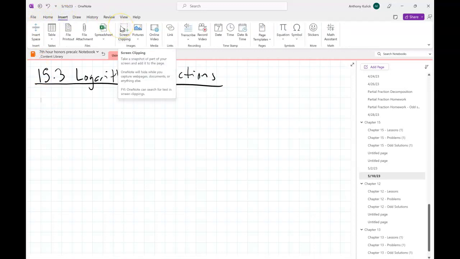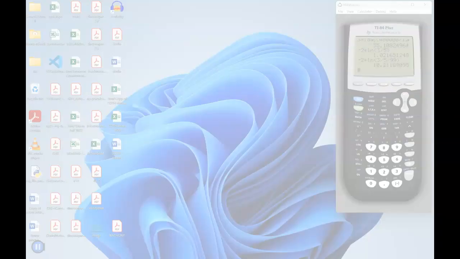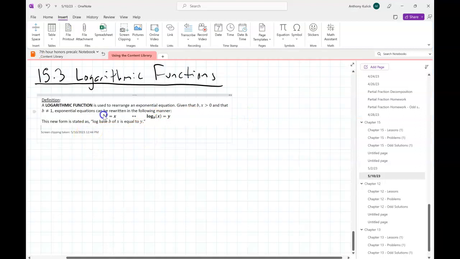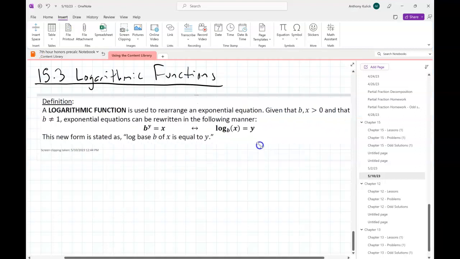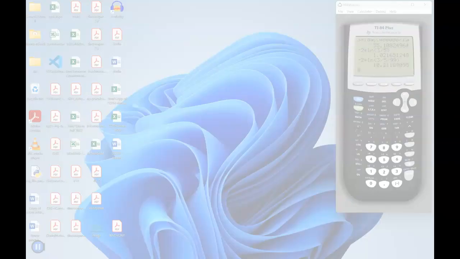Zero versus exponent, right? Yeah, so that's the idea. So the definition is just that the exponential equation b to the y equals x is equivalent to the logarithmic equation log base b of x equals y. So that is our formal definition of a logarithm. It's essentially just the inverse operation of an exponential.